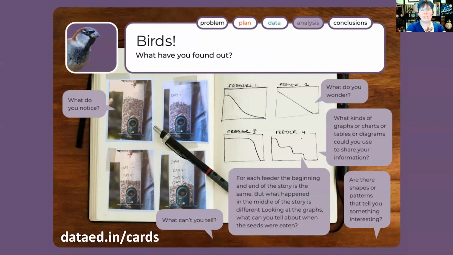For analysis, what we can do is look at what we notice and wonder, as Judy was saying earlier. So we can think about, are there patterns or shapes that we can spot? And what do those patterns tell us? The bird feeders will go from full to empty, but what happens in the middle? And why do we think that's happened? Why do we think those patterns have happened?